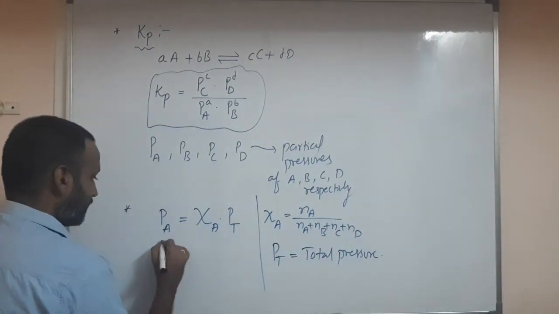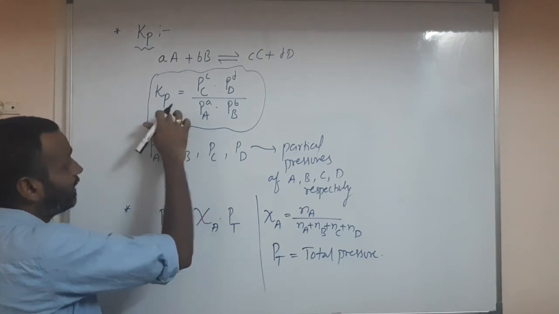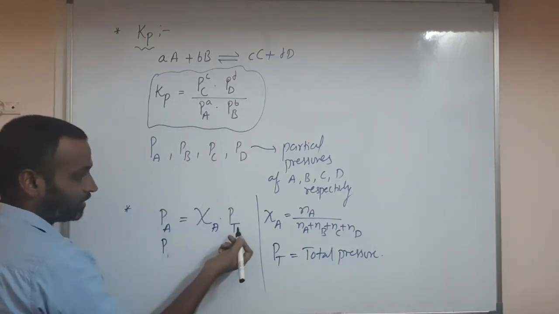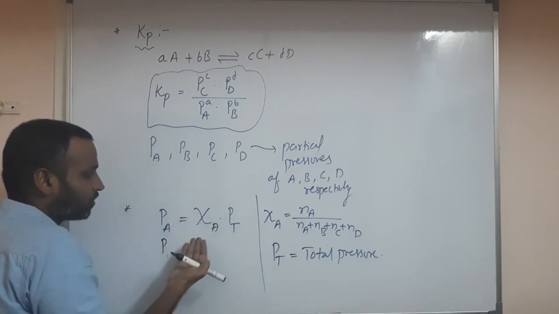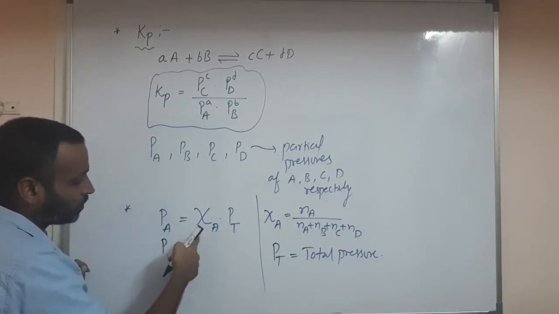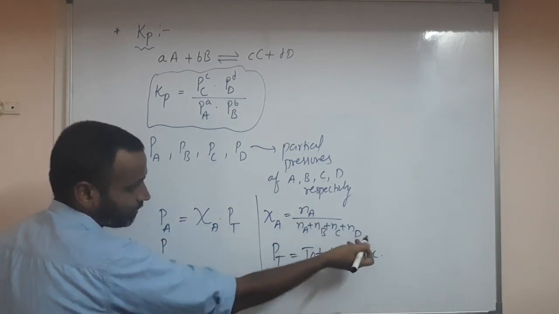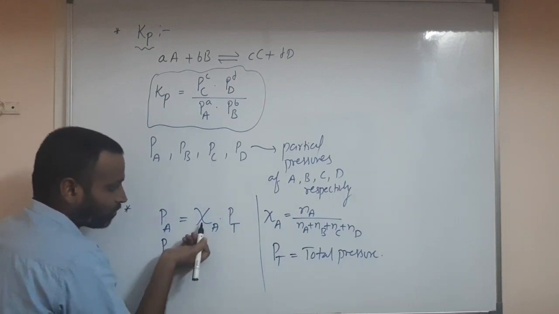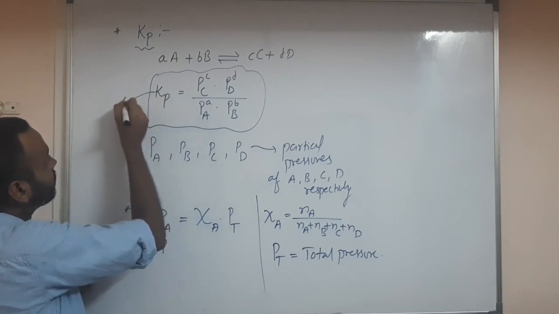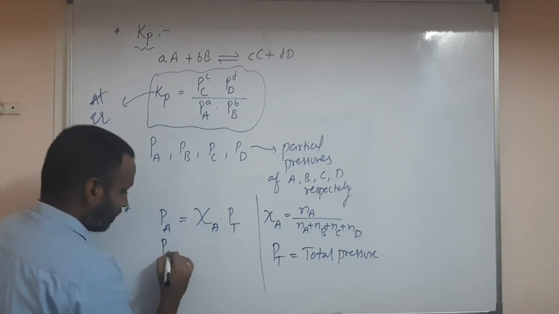Sometimes they'll ask Kp without directly giving PC, PD, PA, PB. Then they may give total pressure and how many moles are present at equilibrium. So in that way you can have this. Mole fraction of A you can get from the number of moles. Mole fraction at where? At equilibrium, because Kp means at equilibrium.